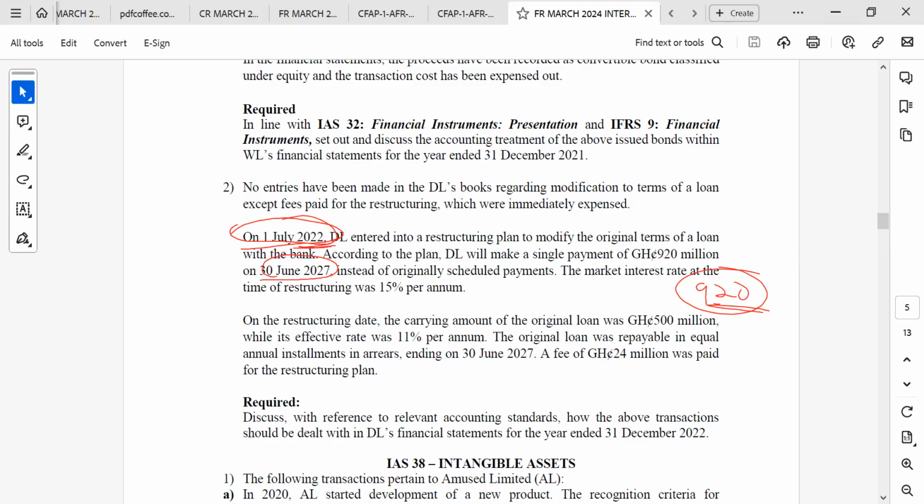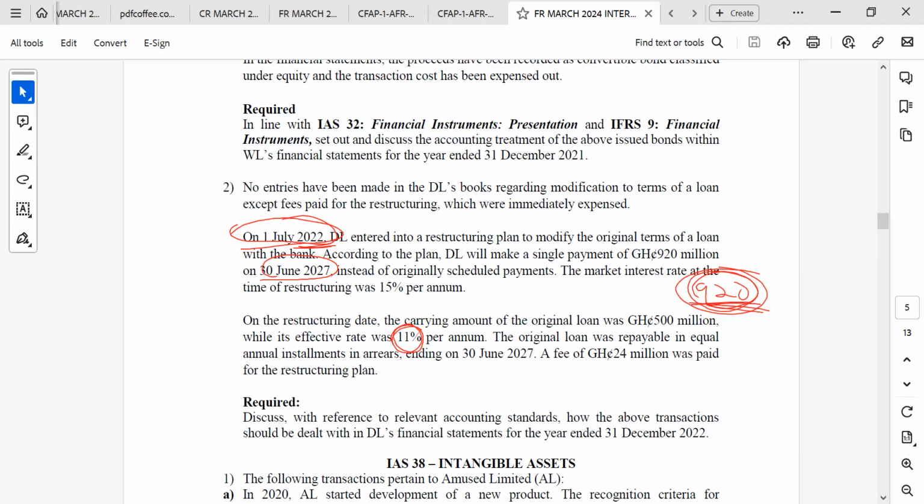5 years. Okay. So we find the present value of this value in 5 years' time. We are paying 920 in 5 years' time. What is the present value? The present value will be found using the original effective interest rate of 11%.